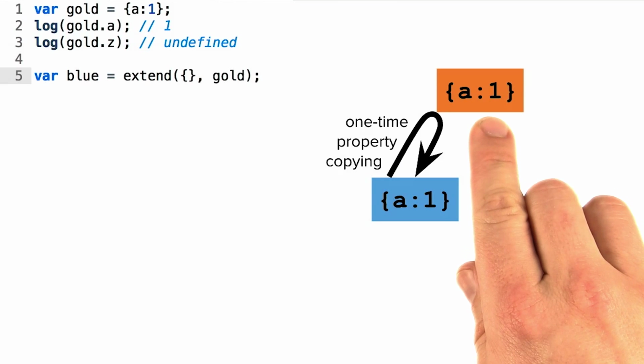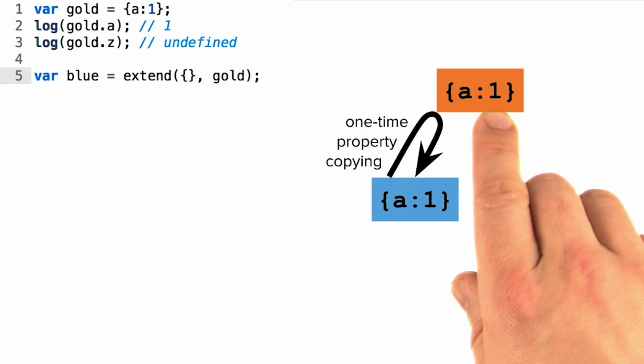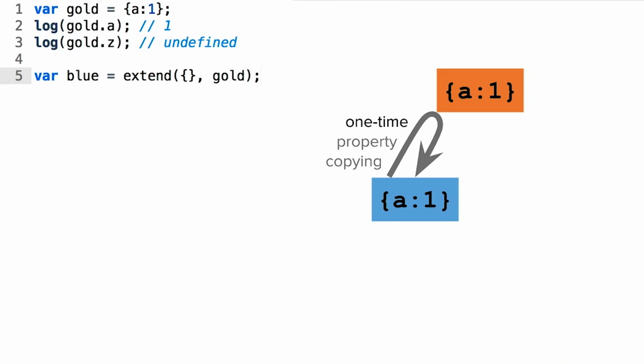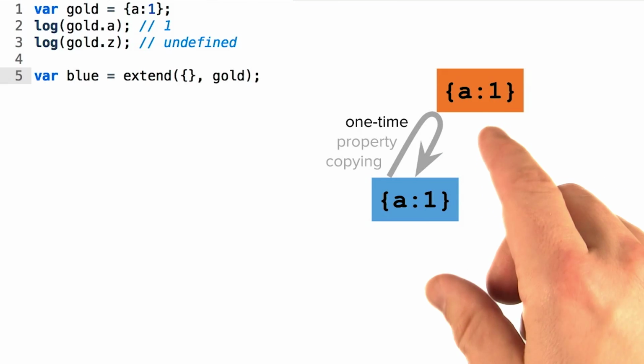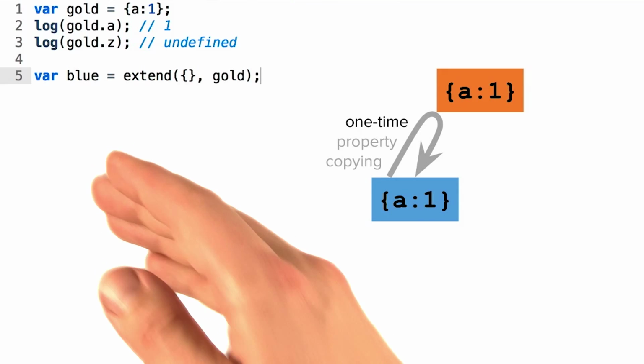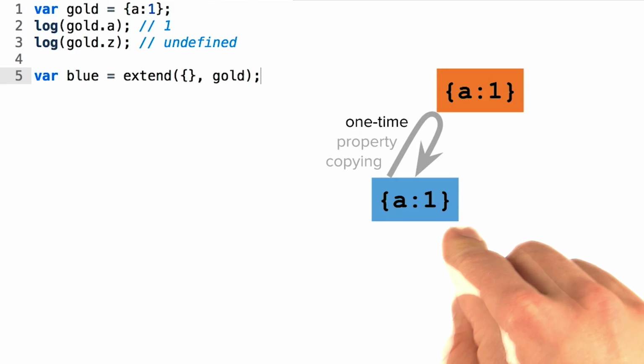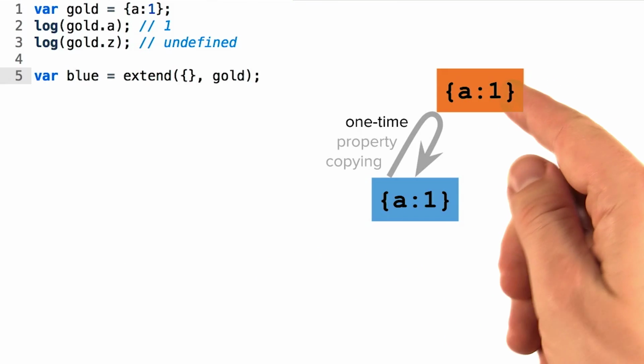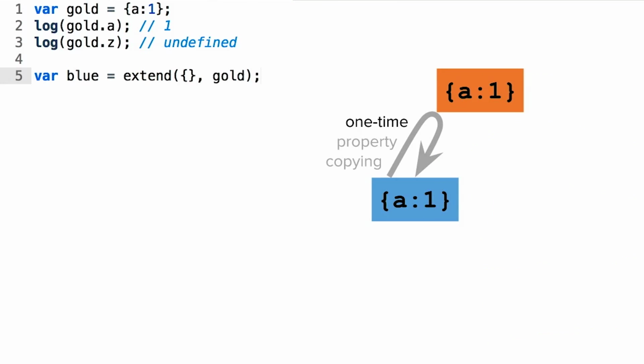In this case, there's only one property in our gold object, so the copying process is quite simple. The copying process is now complete and won't be repeated. So if our program later goes on to modify gold or blue, we'd probably only expect them to have a property in common after those modifications.